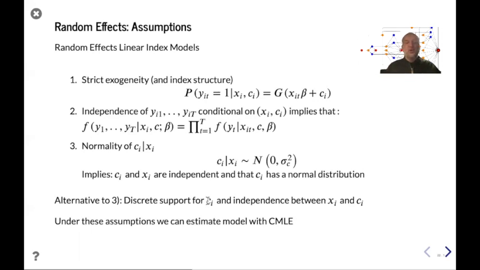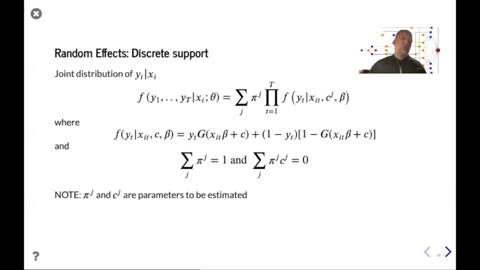Now, it doesn't have to be a normal distribution, it could be many other distributions, it doesn't have to be a continuous distribution, it could be a discrete distribution. So a very popular alternative to 3 is to assume some discrete support for C_i and independence between the explanatory variables and unobserved effects. I'm going to show that as an example because it becomes a little bit more intuitive. In a discrete example, it's straightforward to see what you are doing when you're taking an expectation.